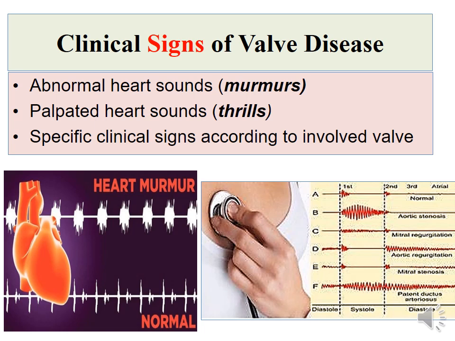Now, when the heart murmur is so loud, it can sometimes even be palpated during physical examination of the chest. At this point, it is called a thrill. Now, in addition to murmurs and thrills, the presence of certain valve diseases can lead to specific clinical signs according to the specifically involved valve. As you can see in this example, this is not for memorization, it's only for you to know that there are different types and sounds that can be heard as murmurs according to the affected valve.